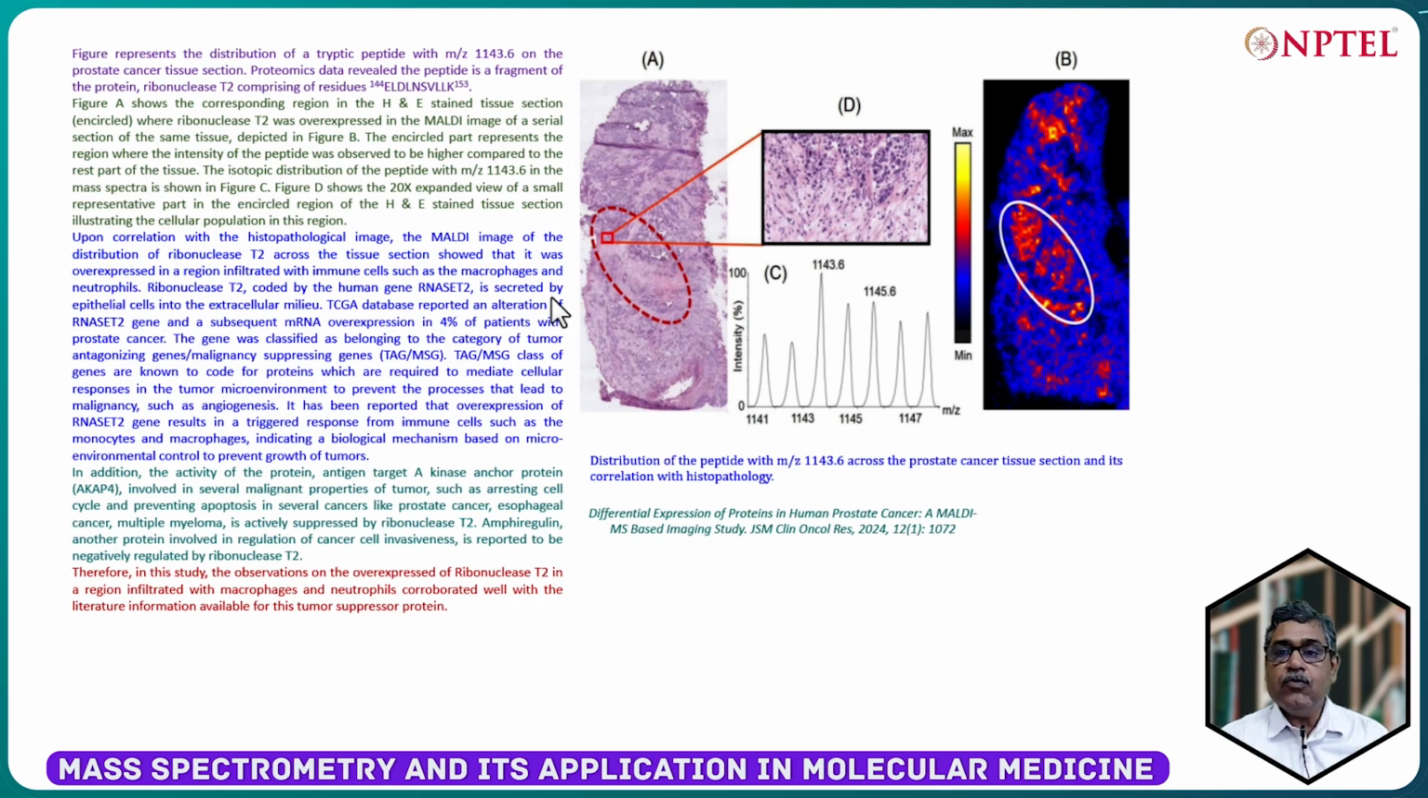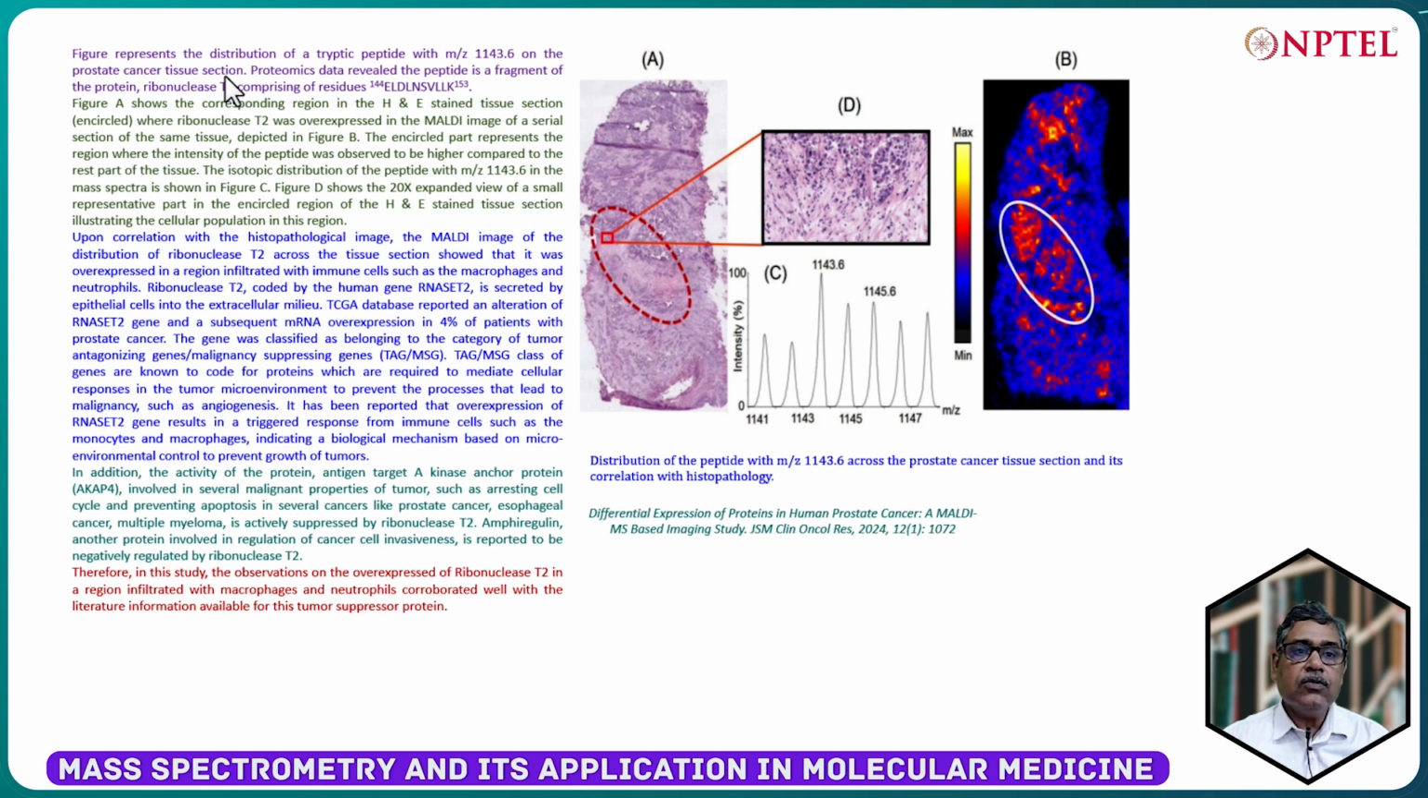Another peptide, 1143. So, it must again be originating from a different protein. The figure represents the distribution of a tryptic peptide. Remember, we have used trypsin as a proteolytic enzyme. So, this is the tryptic peptide with m/z 1143.6 on the prostate cancer tissue section.